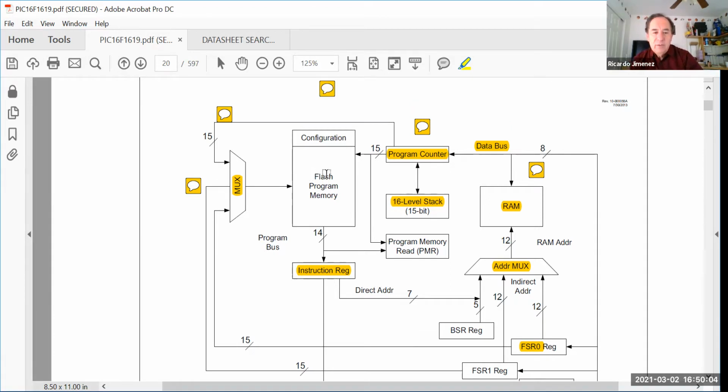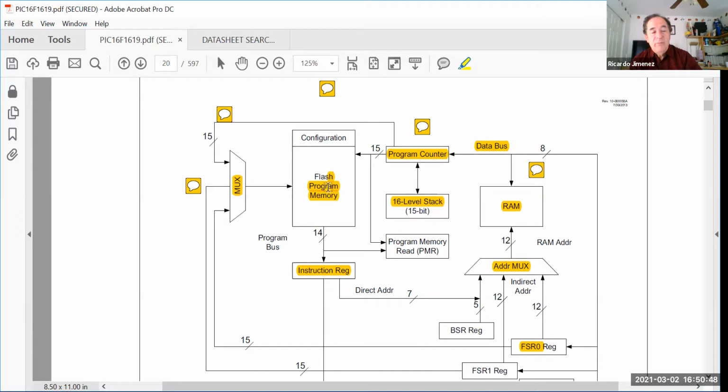This is where you write the code, the flash program memory. Right there you write the code. Every time you write an instruction, it is read, the instruction is fetched to the instruction register right there. And who is addressing the memory? Because any memory requires a device to address every single location. So it is done by a program counter. 15 bits, this slash 15 means there are 15 wires, 15 bits addressing the program memory.